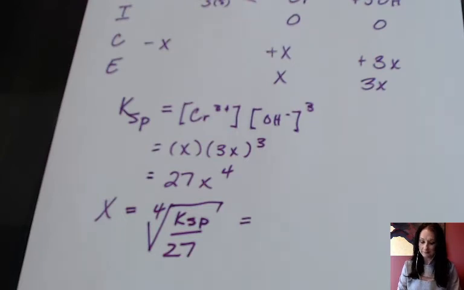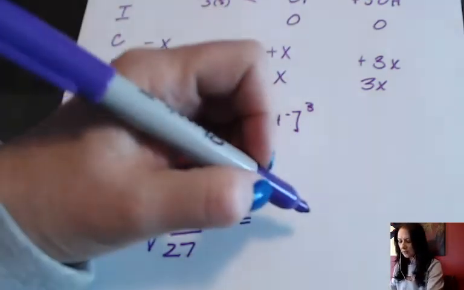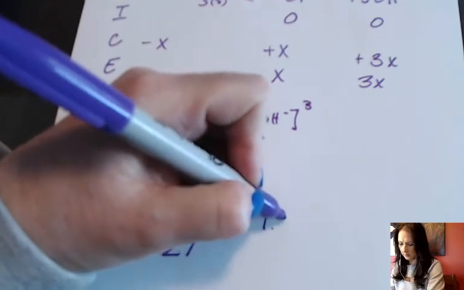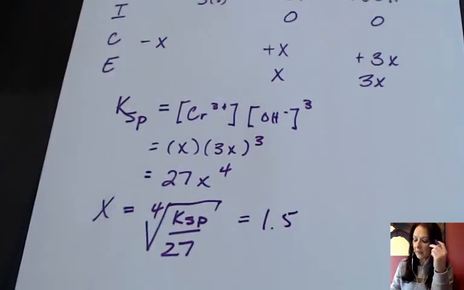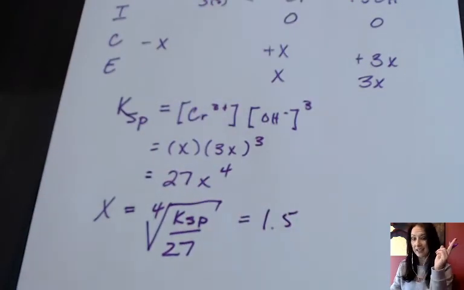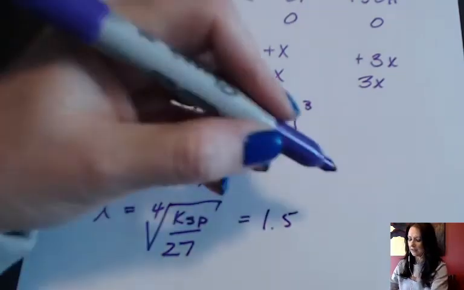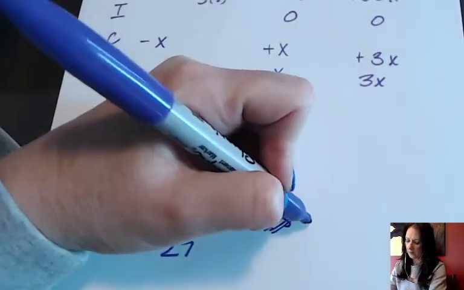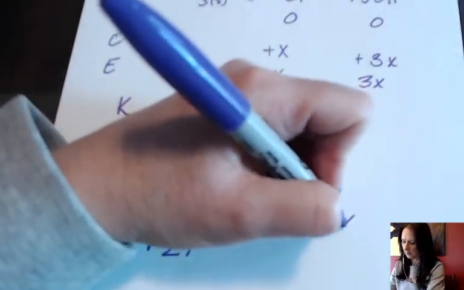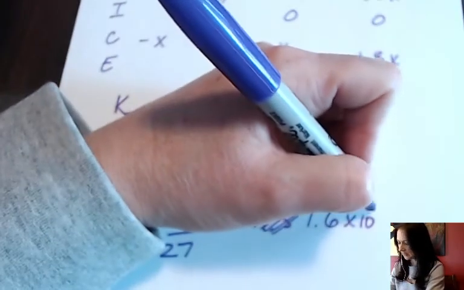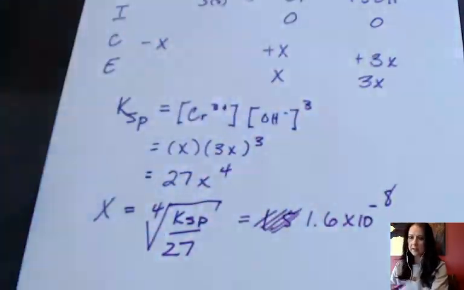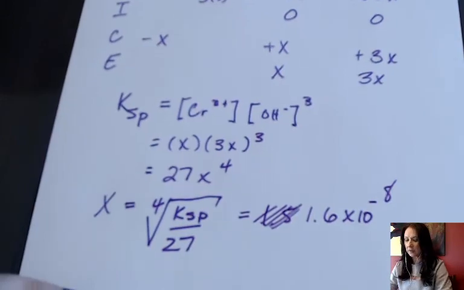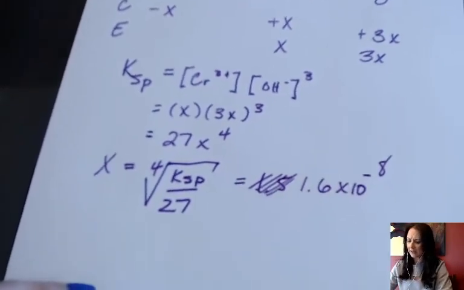So how do we do that? I've got to think about how to do a 4th root myself. So I'm going to get 1.5, and thinking about how many sig figs I'm going to need here, I'm going to need 2. Scratch that. 1.6 times 10 to the minus 8, and this is of course moles per liter.